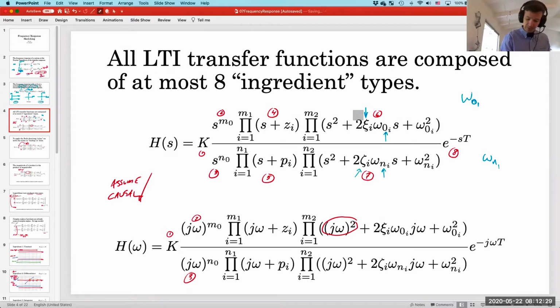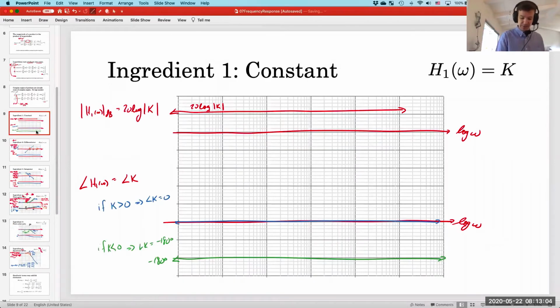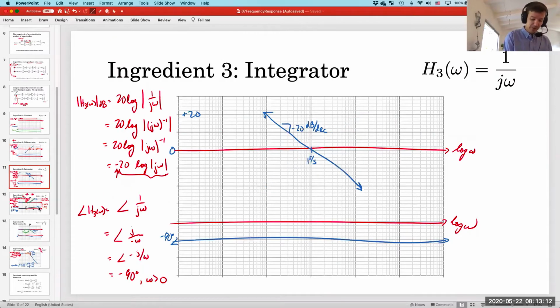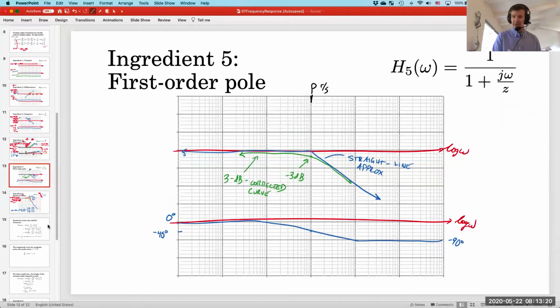Okay, so we can think about all of our LTI transfer functions as being composed of these 8 ingredients. It can have possibly more than one of the ingredients, but it can't have anything that's not here. If it's got real poles, then it's got real poles. If it's got complex conjugate poles, they will appear in quadratic pairs. And the same for zeros. So what we did was we ran through the Bode plots for each of these ingredients. So we did the constant, we did the zero at the origin, we did the pole at the origin, we did the zero not at the origin, we did the pole not at the origin, and all of those pairs were flip-flops of each other. So if you know one, you can do the other.